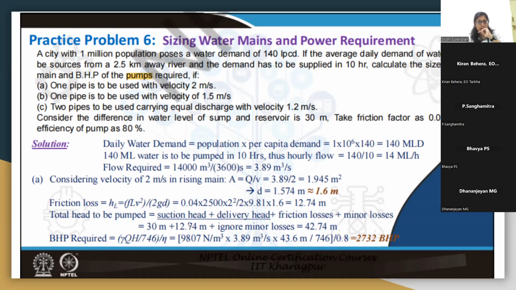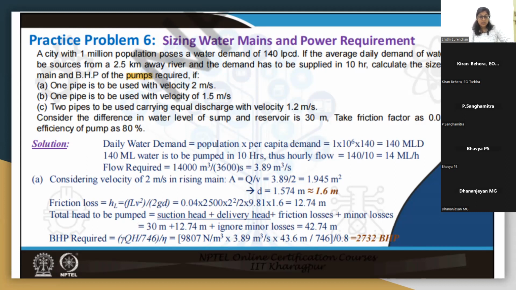Here also they have said, see, suction head plus delivery head is the head difference between the sump and the reservoir. So that plus the frictional loss, meaning the head loss due to friction plus minor losses, is equal to the total head required to pump the water, and BHP will be again gamma Q H by 746 divided by efficiency. So this much is about the question discussions for week 3 portion.